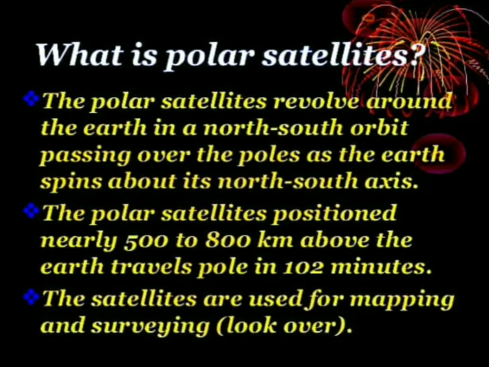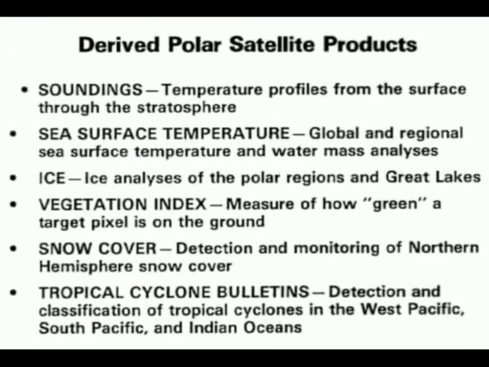So what are our polar satellites? The polar satellites revolve around the Earth from north pole to south pole, passing over the poles while the Earth spins about its north and south axis. These are placed at a position of 500 to 800 kilometers. So that's why they are very close to Earth and the time period is very less. And these are used for surveillance purposes because they are close to the Earth. So the photographs taken by them will be very focused and clear. So they are used for surveillance purposes.